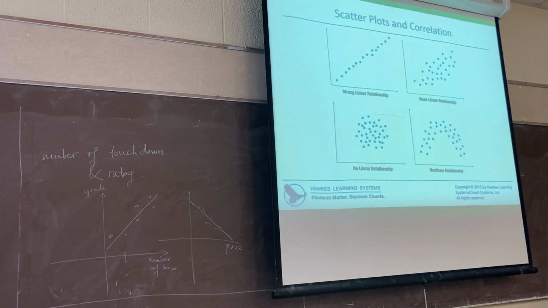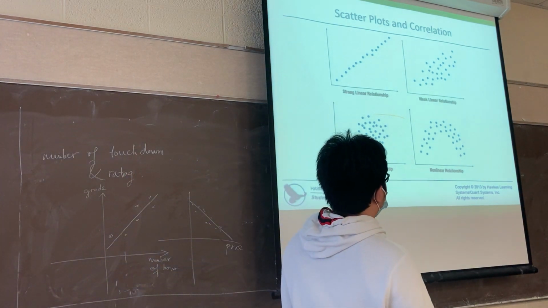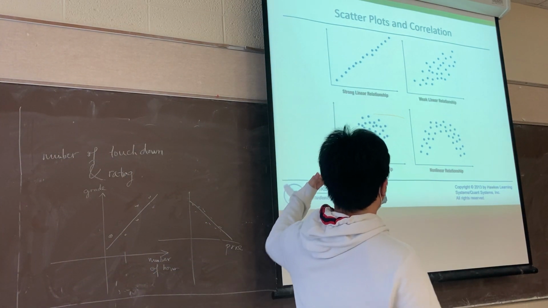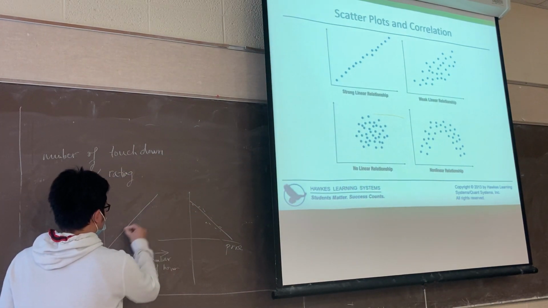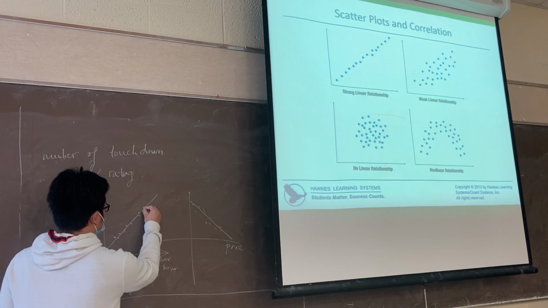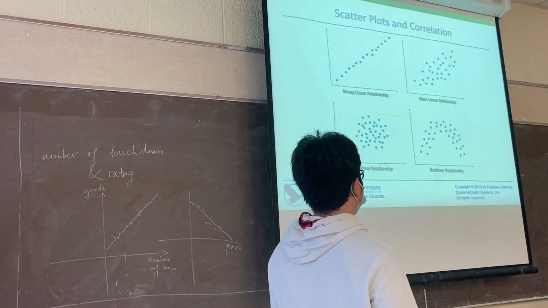Okay, so we have some kind of data. We have a strong linear relationship if all the points here are very close to the line. So we call it a strong linear relationship.